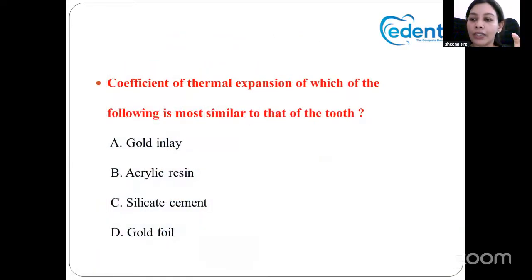Next question: the coefficient of thermal expansion of which of the following is more similar to that of the tooth? So what is the coefficient of thermal expansion? Coefficient of thermal expansion means when we apply a very small amount of heat, like 1 degree centigrade, there is an increase in size, or there is actually transfer of energy through that material taking place. So what is the coefficient of thermal expansion which is similar to that of the tooth?